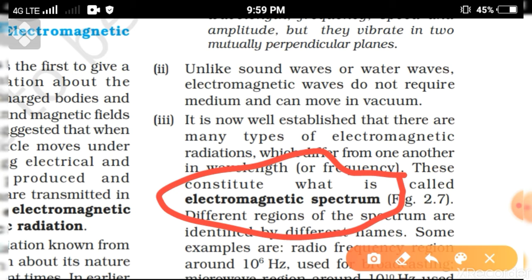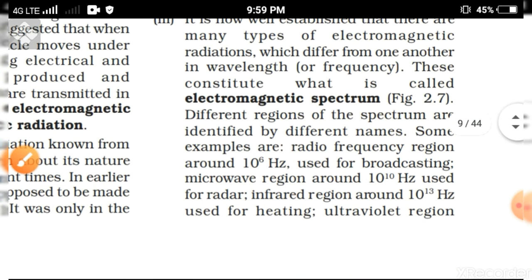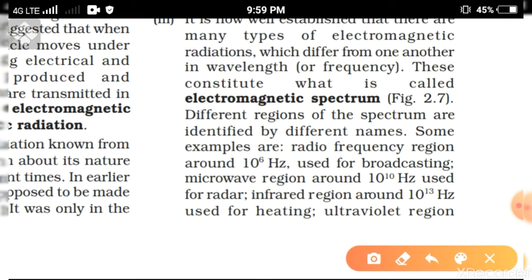So all these different electromagnetic radiations occur which are different from each other. They are different from one another, meaning their frequency or wavelength are different. That is known as what? That is known as the electromagnetic spectrum. Understand? So different regions of the spectrum are identified by different names, and due to their different regions, they move in different ways. Different paths.